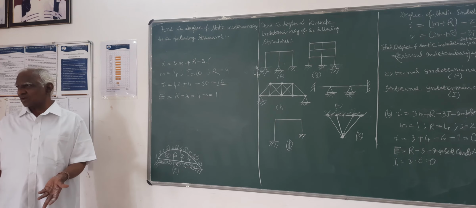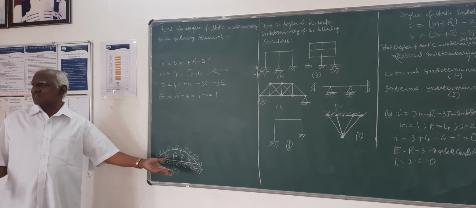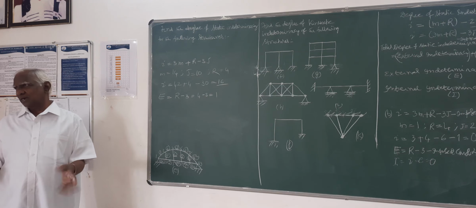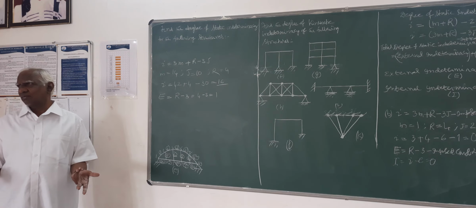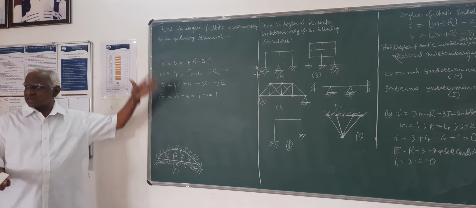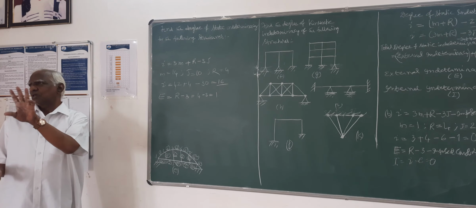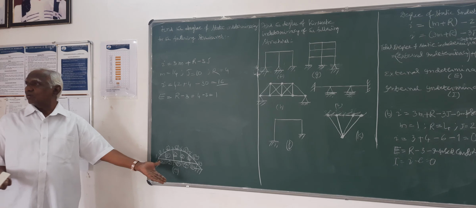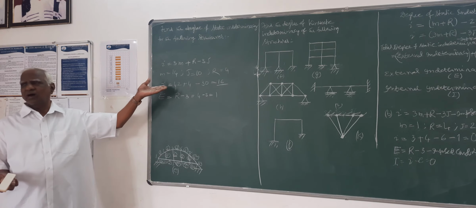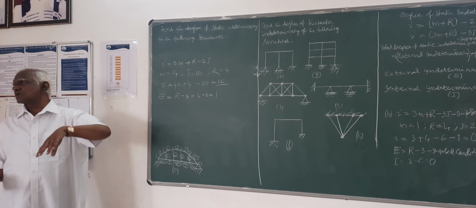Naturally, three equations are there, so three reactions can be determined, but one you cannot determine because no equation is available. When you consider the structure as a whole in equilibrium, you can have only three equations. So we have four unknowns. Naturally, the degree of external indeterminacy is 1.